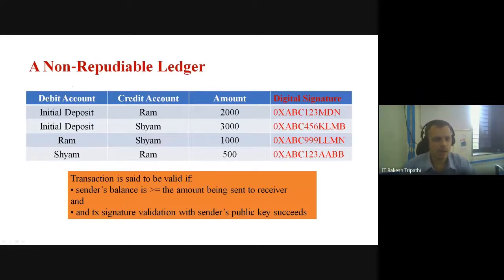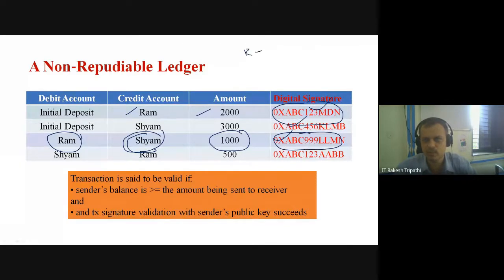So what do we do? Along with the deposit, I put a digital signature. Whatever is the initial deposit, I put a digital signature. So Ram is sending money to Syam. Along with this, I put a digital signature on this message. What is the message? Ram to Syam 1000 rupees. On this message, I apply a hash function. I get a digest. This digest I encrypt with the private key of Ram. Okay, I get the signature. So this is the signature I'm talking about.